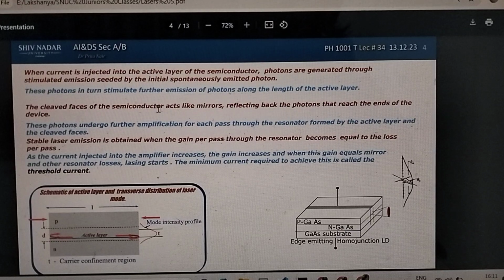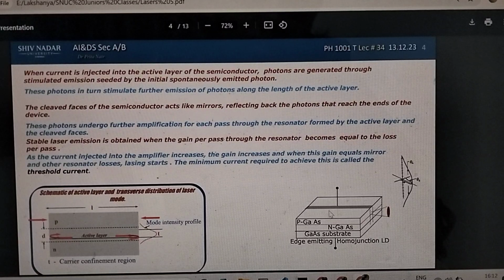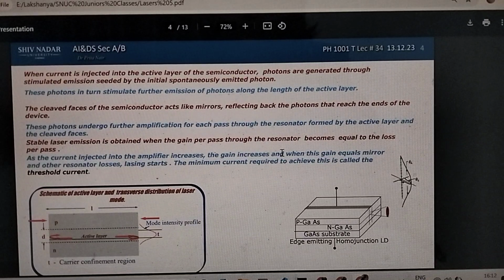The cleaved faces of the semiconductor themselves act like the mirrors. So you don't need a separate setup here for repeated amplification. If this is the length, then this face and the corresponding opposite face of the semiconductor themselves will act like the mirrors, reflecting back. Again, they undergo further amplification for each pass.